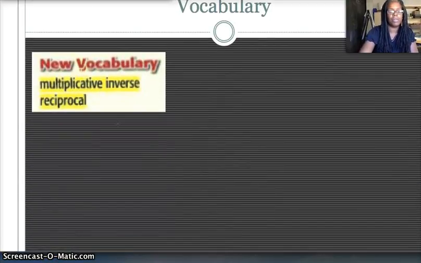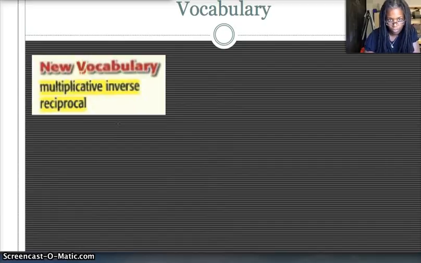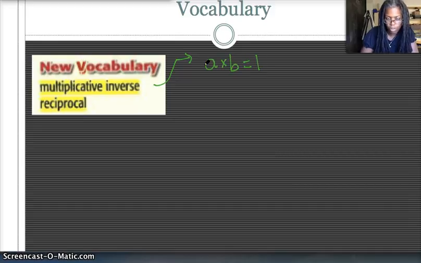We have two vocabulary words today, multiplicative inverse and reciprocal. Multiplicative inverse is a term that you should be relatively familiar with. I'm going to give you a symbolic definition of what it means. A times B is equal to 1. So if A times B is equal to 1, then A and B are multiplicative inverses of one another.